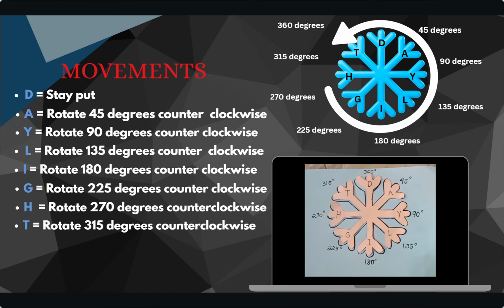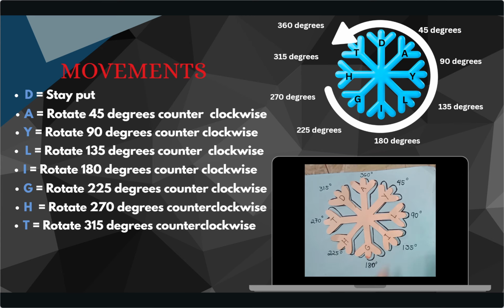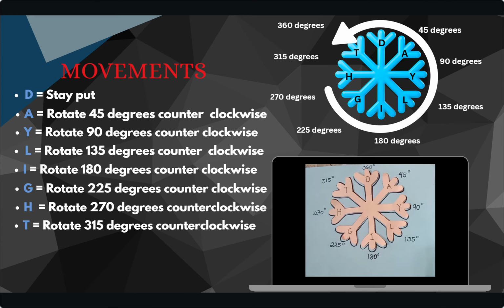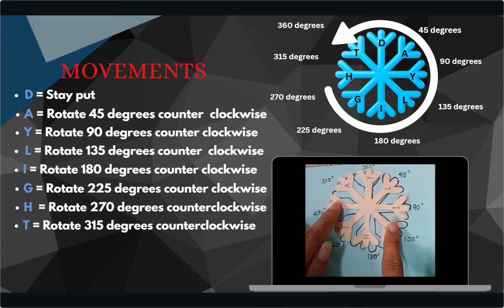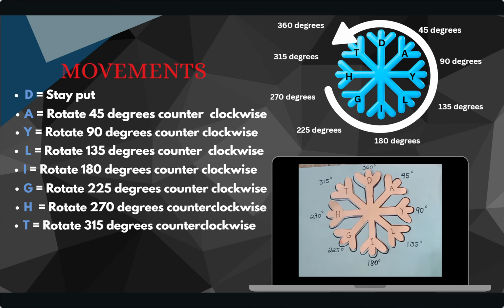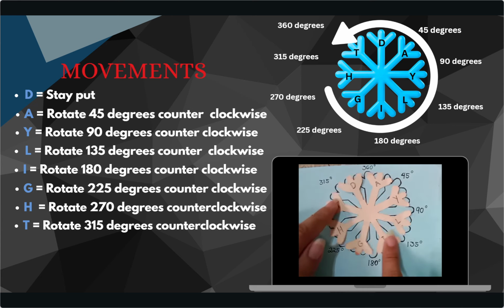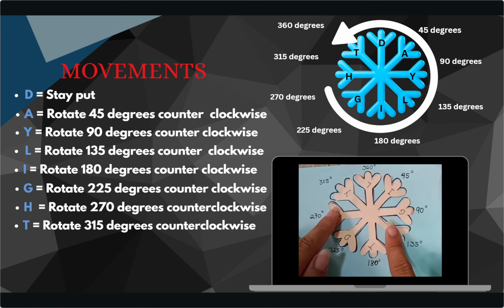Here, D, stay put or do nothing. And element A, rotate 45 degrees counterclockwise. By rotating 45 degrees counterclockwise, we come up with letter A. And for element Y, rotate 90 degrees counterclockwise. By rotating 90 degrees counterclockwise, we come up with letter Y. And for letter L, rotate 135 degrees counterclockwise. By rotating it, we come up with letter L.